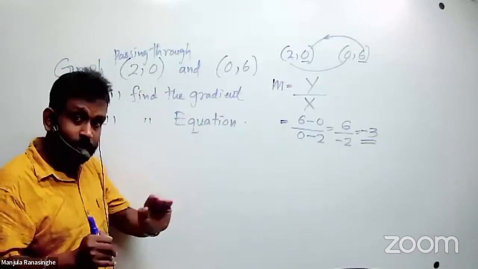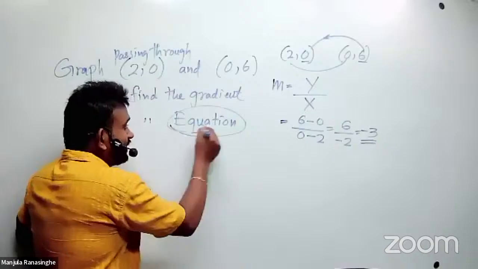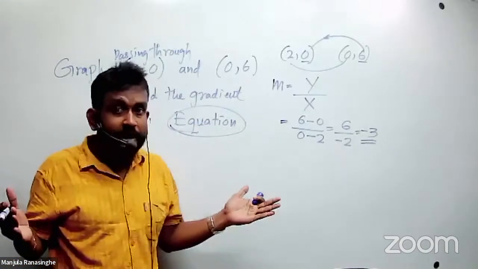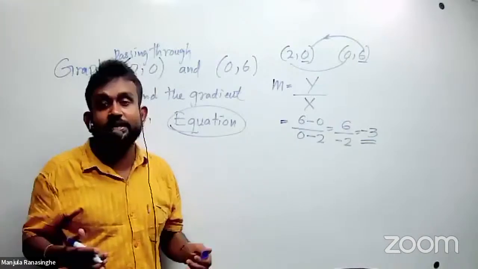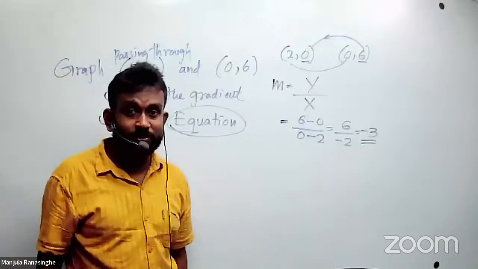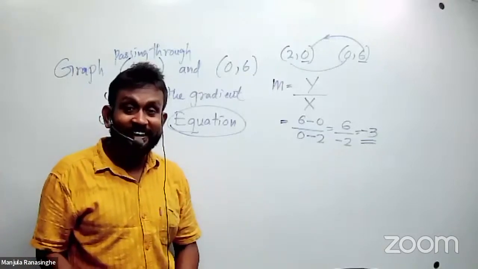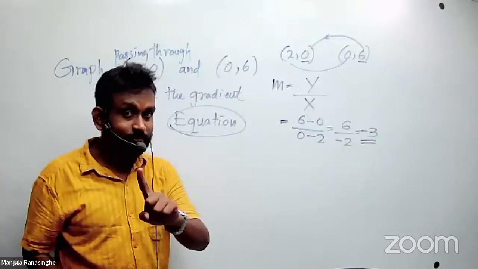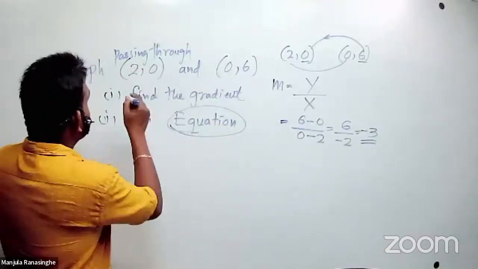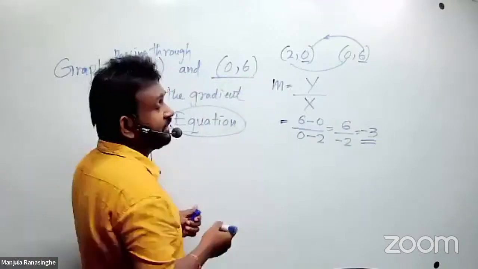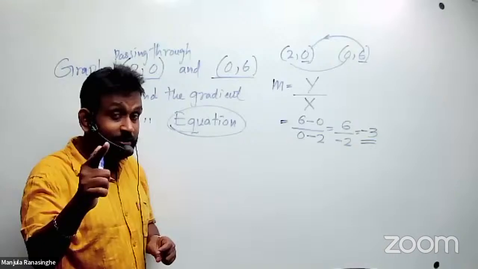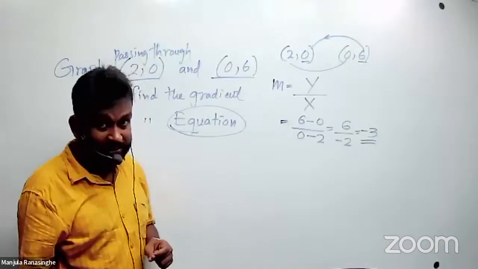The gradient is okay, but now the case of the equation. To find the equation, we should have 2 things. What are they? The gradient and the intercept. The gradient is found, but what is the intercept? They haven't given any intercept value. Remember, in the previous session I told you that by looking at the coordinates, you can identify the intercept coordinate. How? In the intercept, I told you that the x coordinate must equal 0.